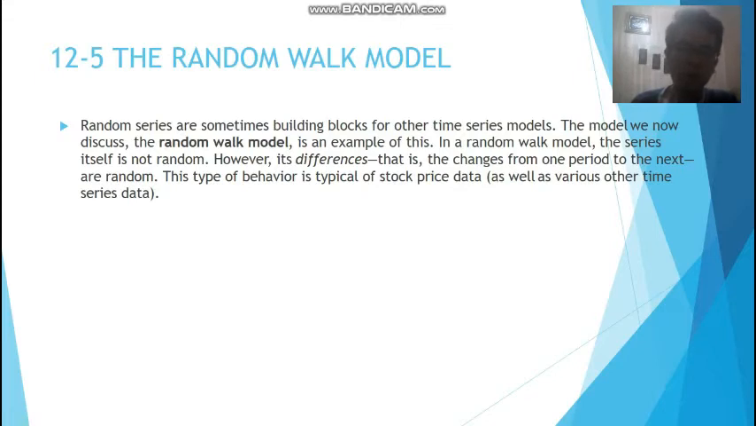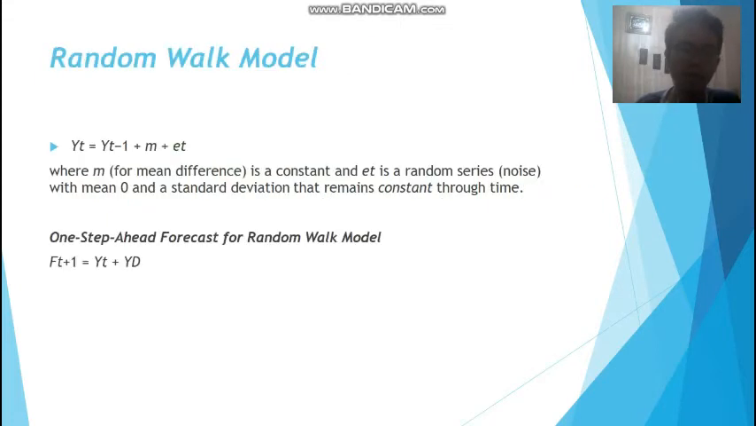The model we now discuss, the random walk model, is an example of this. In a random walk model, the series itself is not random. However, its differences, that is, the change from one period to the next, are random. This type of behavior is typical of stock price data as well as various other time series data.